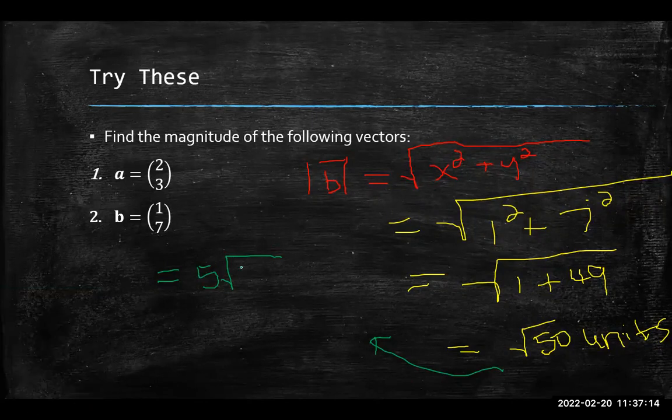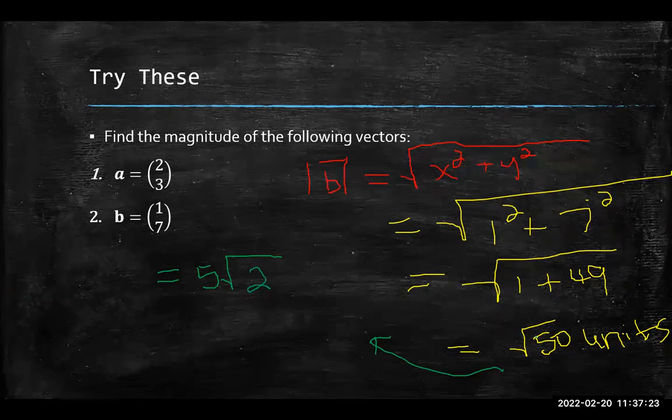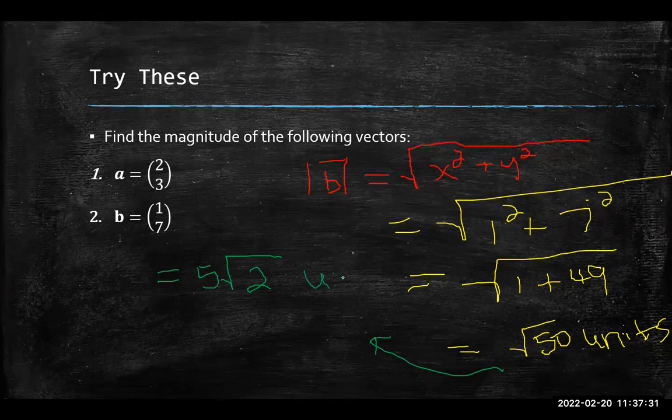If they actually ask you to simplify as far as possible, or something like that, you have to put the 5 root 2 in. You can't just decide, okay, I'm going to leave it as root 50. If they ask you to simplify as far as possible, this is the answer. 5 root 2 units.